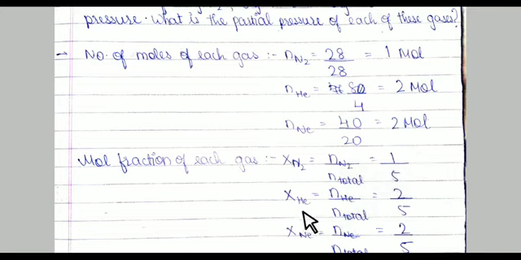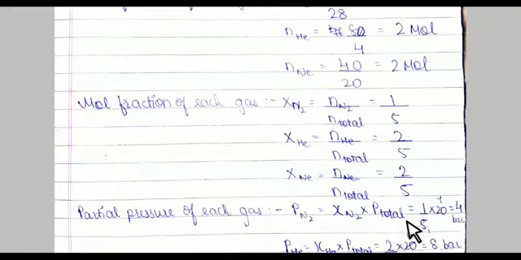Similarly, the mole fraction of helium is equal to the number of moles of helium upon the total number of moles, meaning 2 upon 5. Similarly, the mole fraction of neon is the number of moles of neon upon the total number of moles, meaning 2 upon 5. Now we have to calculate the partial pressure.